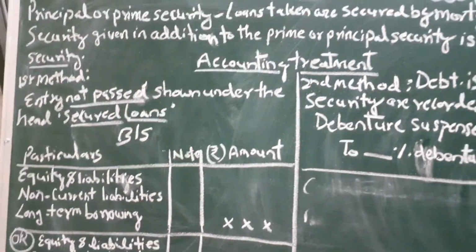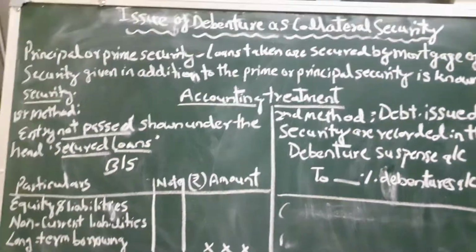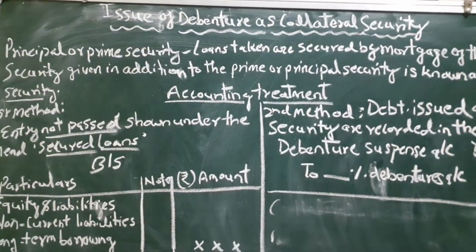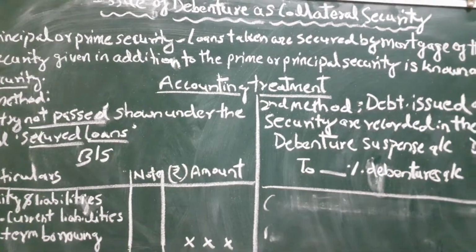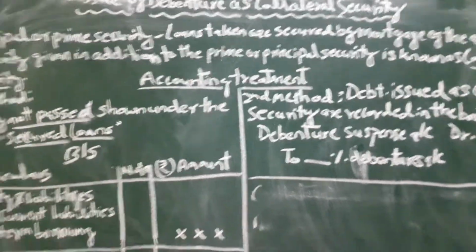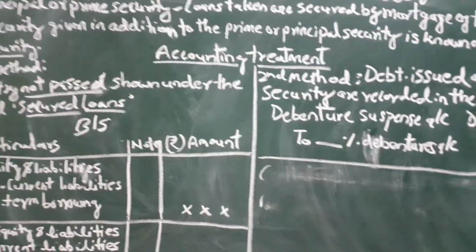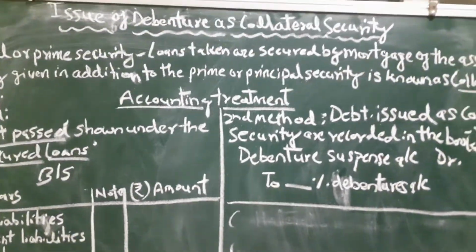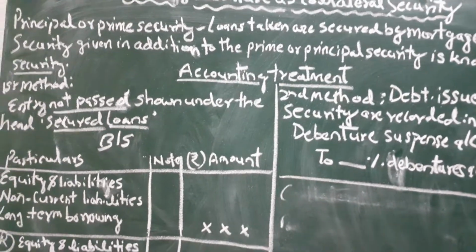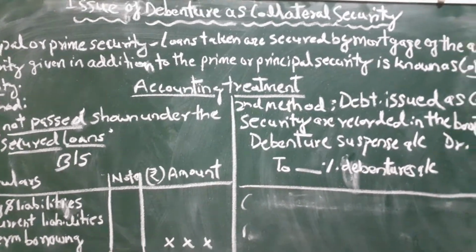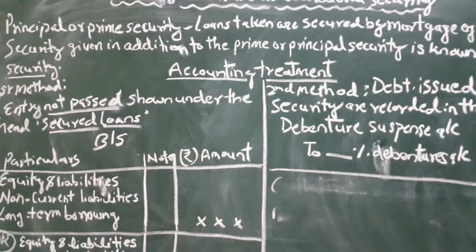So this is the content regarding the issue of debentures as collateral security. Usually you have two types of security: principal or prime security, or collateral security. Which security is called prime security? When loans taken are secured by a mortgage of the assets. And collateral security is security given in addition to the prime or principal security.